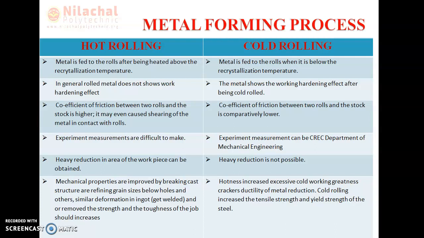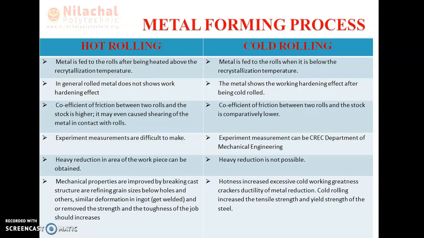And number 3, in hot rolling the coefficient of friction between the rolls and stock is higher. But in the case of cold rolling, the coefficient of friction between the rolls is very low. Then next, experimental measurements are difficult to make because the material is in a heated state, so working is difficult. But in the case of cold rolling, experimental measurement can be easily done. Then number 5, heavy reduction in area of the workpiece can be obtained. That means in the hot rolling case, but in the cold rolling case, heavy reduction is not possible.